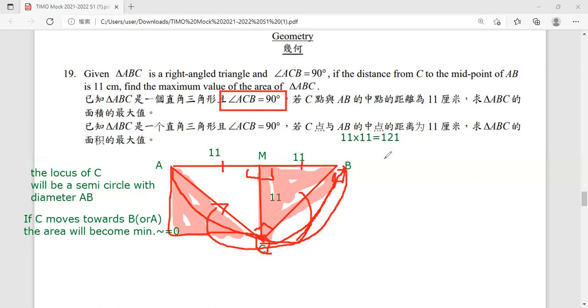Actually, it doesn't matter if it's an isosceles triangle or not. It's just that you can prove it. You can prove AM equals BM equals CM if ACB is 90 degrees. You can prove it by using some geometry. Okay. Any questions? Any questions?